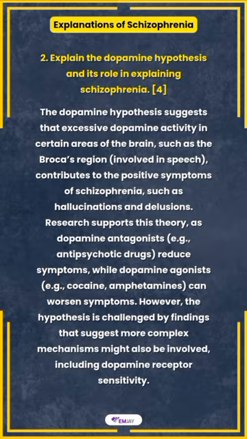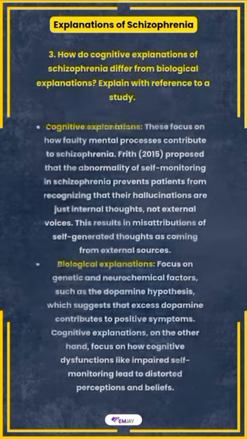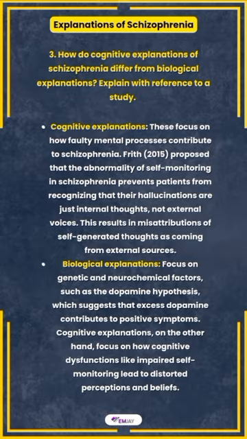Research supports this theory, as dopamine antagonists, for example, antipsychotic drugs, reduce symptoms, while dopamine agonists, for example, cocaine and amphetamines, can worsen symptoms. However, the hypothesis is challenged by findings that suggest more complex mechanisms might also be involved, including dopamine receptor sensitivity. 3. How do cognitive explanations of schizophrenia differ from biological explanations?